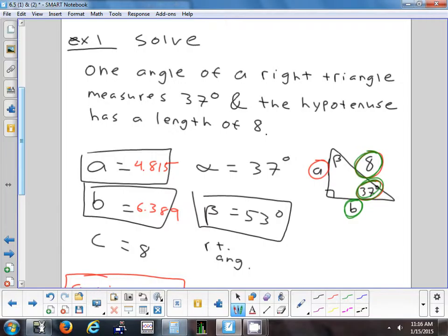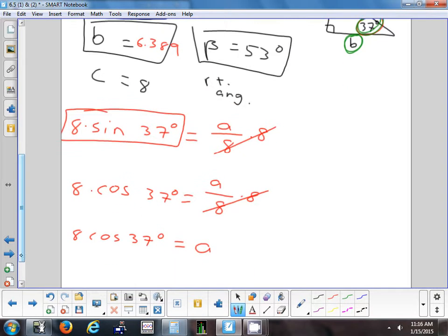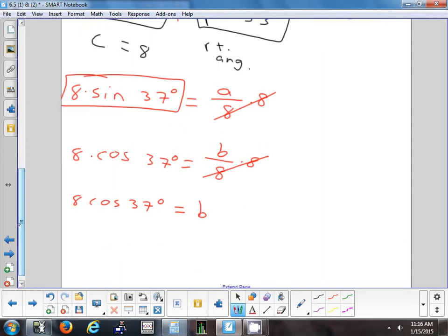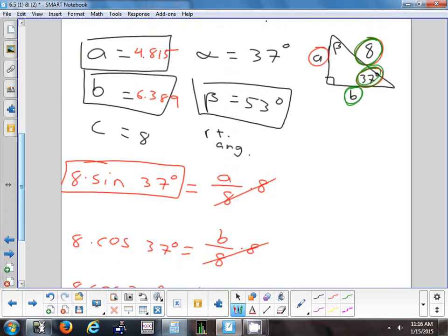Yeah? Down on the bottom, did you have A over 8? A over 8. Yeah. But I thought we were solving. Oh, B. Yeah, thank you. Yeah, we did B. The answer is still correct. So it's adjacent over hypotenuse. Okay, so 8 cosine 37. Thank you. And that's it. So now we know all the sides, we know all the angles. We've solved our triangle. Any question on that?